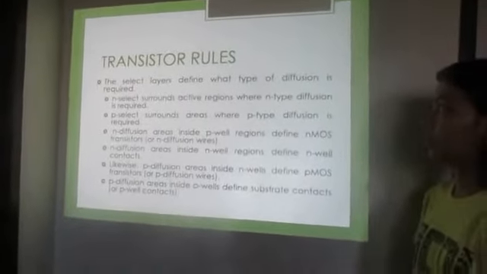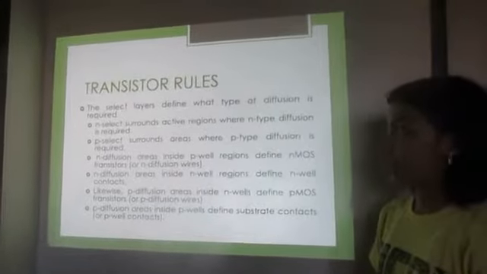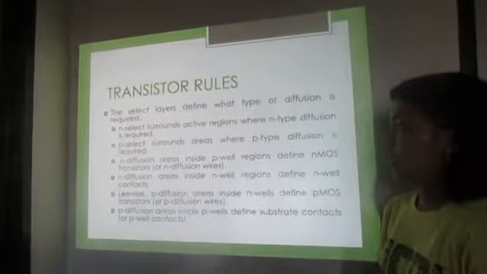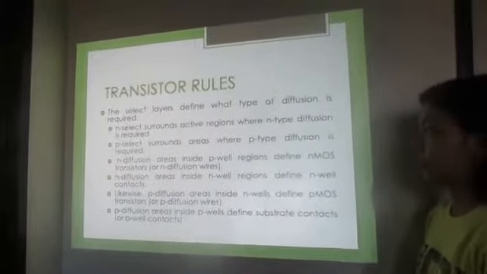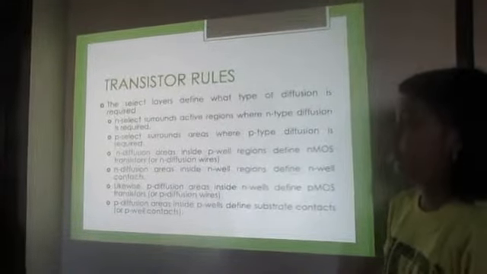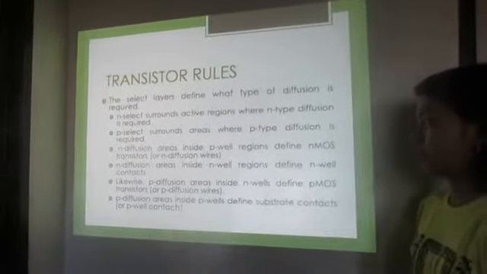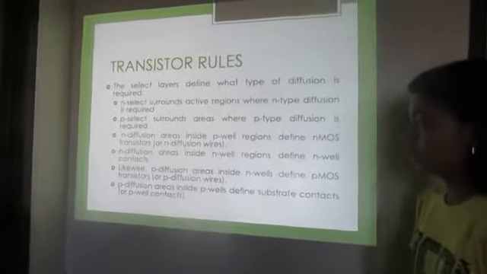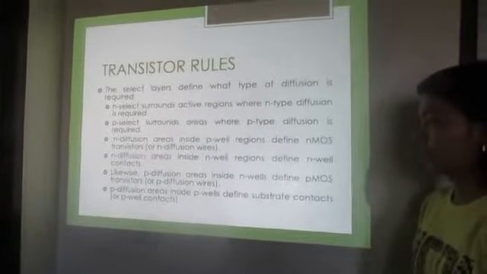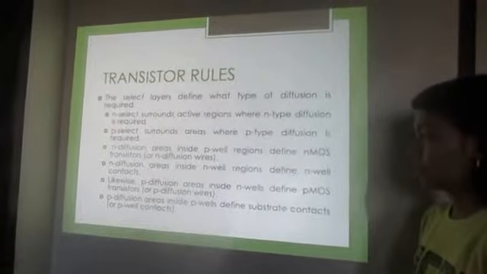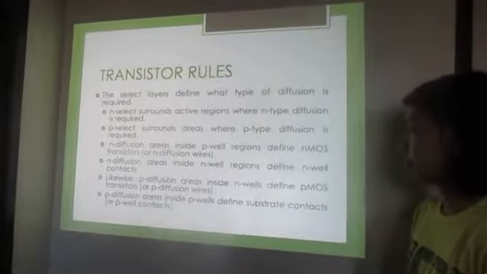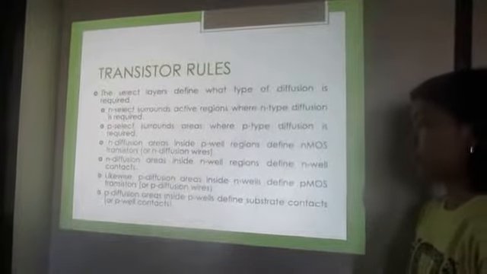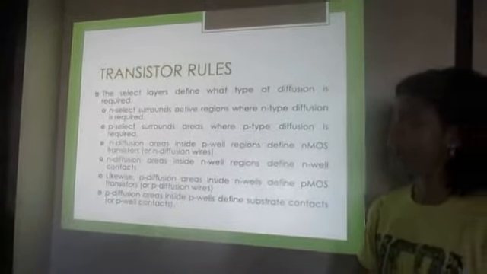The select layers define what type of diffusion is required. N-select surrounds active regions where N-type diffusion is required, and P-select surrounds areas where P-type diffusion is required. The N-diffusion areas inside P-well regions define the NMOS transistor or the N-diffusion wires. The N-diffusion areas inside N-well regions define N-well contacts. Likewise, P-diffusion areas inside N-wells define the PMOS transistor, and P-diffusion areas inside P-wells define the substrate contacts or the P-well contacts.